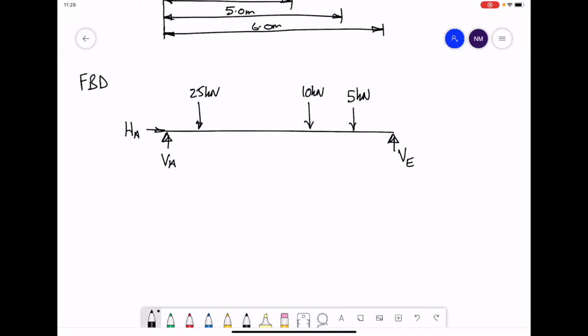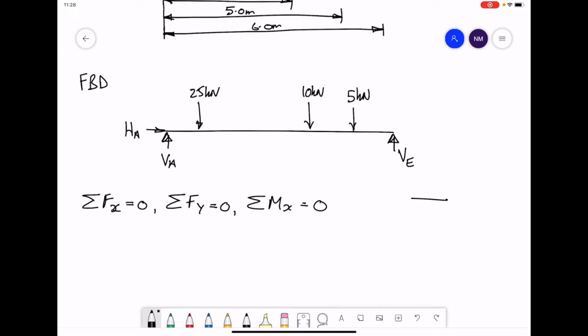Remember, we're going to apply the three equations for equilibrium, namely all the forces in the x direction must add up to give you 0, all the forces in the y direction must add up to give you 0, and moments about any point must add up to give you 0 for equilibrium.